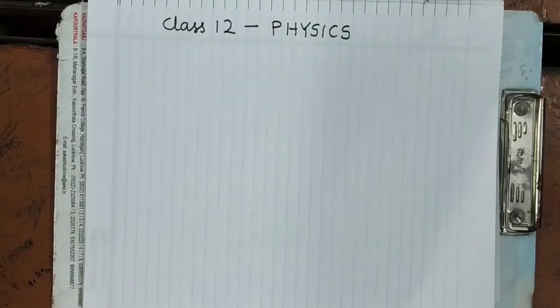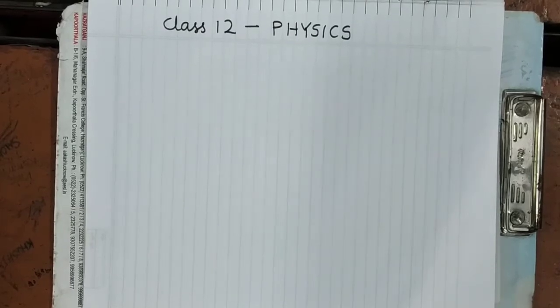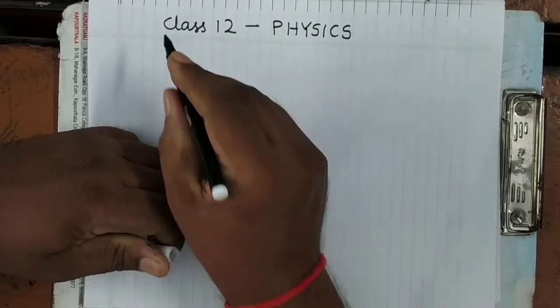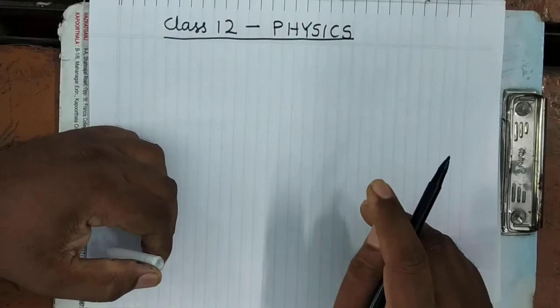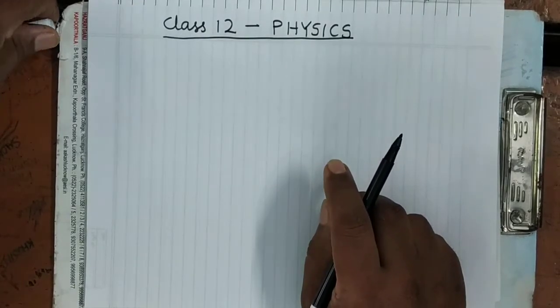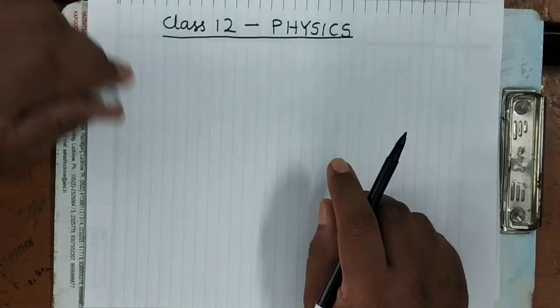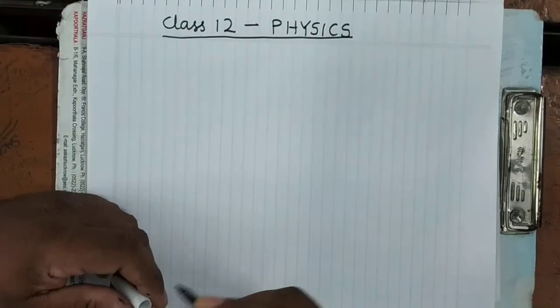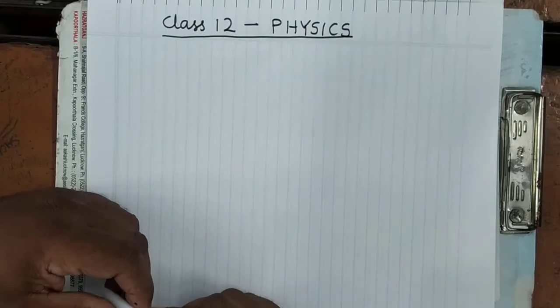Hello students, today in this lecture I will explain to you about the cyclotron. What is a cyclotron? It is a device by which we can accelerate positively charged particles like protons to very huge velocities. It's clear? To huge energies.